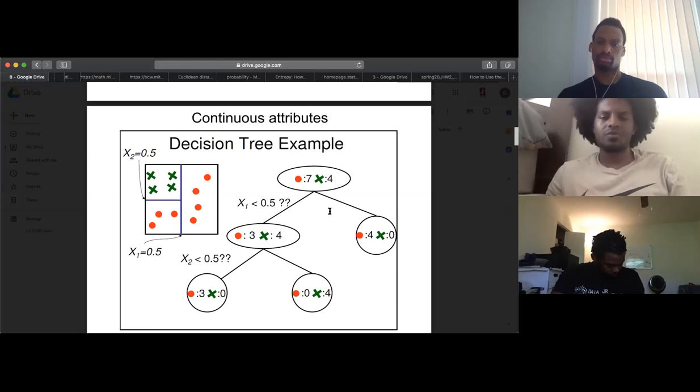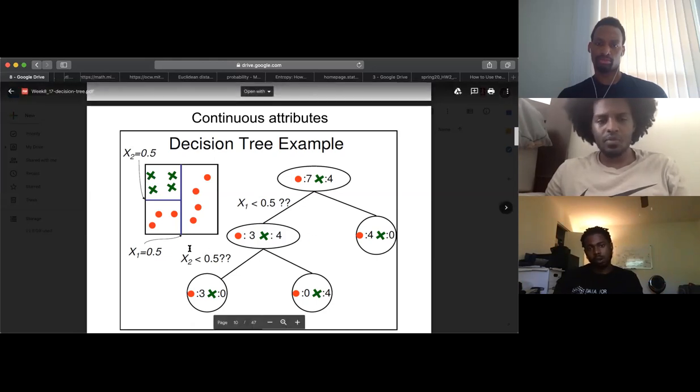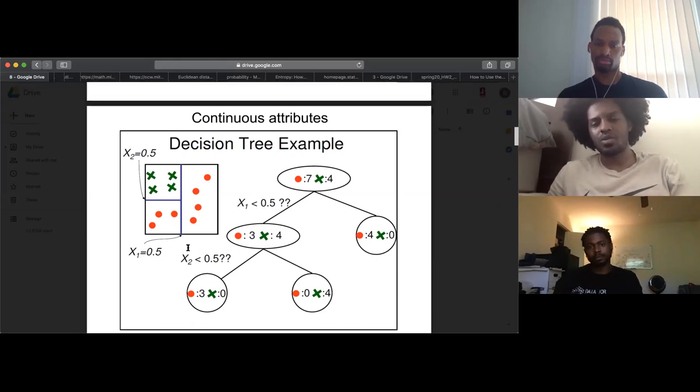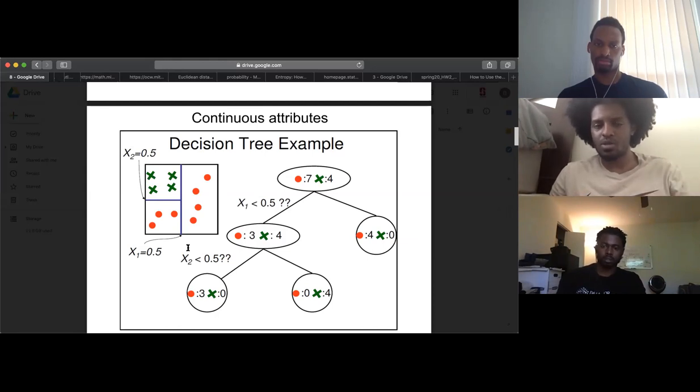So we ask if x1's values are less than 0.5. And looking at the diagram to the left with the boxes and the splits, normally you have the feature x1 and its probabilities on the x-axis, and you'll have x2 as a feature and its probabilities on the y-axis. So you're looking at the probabilities of those things.